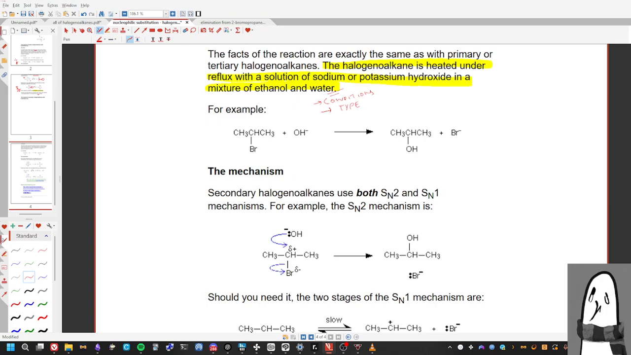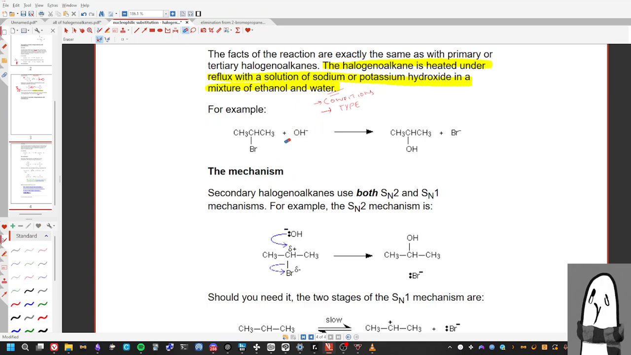Okay, so in this case, you're going to have Br in the middle, and you're going to see that the C in this case is bonded to one other CH3. Okay, the alkyl group that Br is bonded to two other things. So you're going to have one OH negative coming at you.